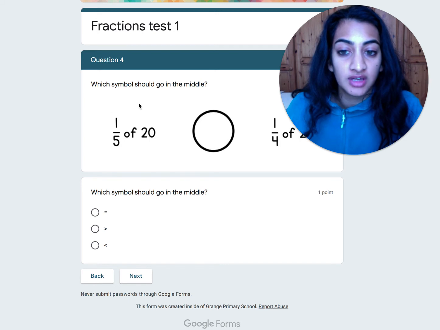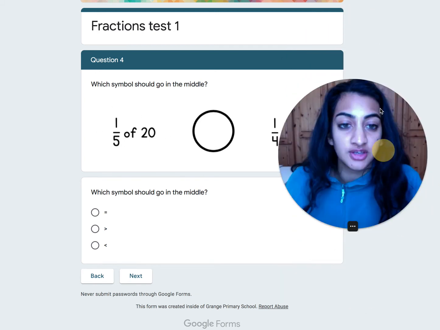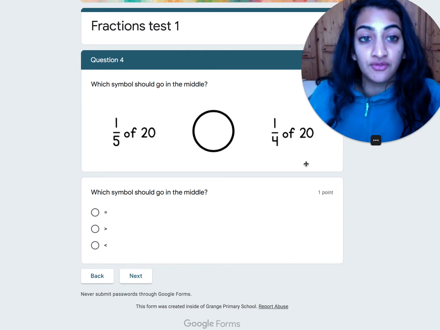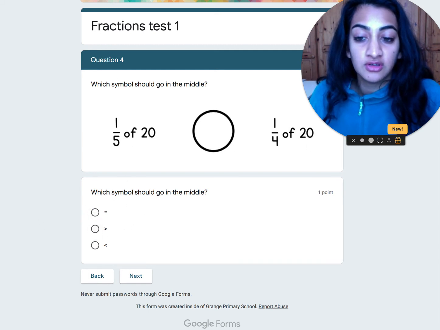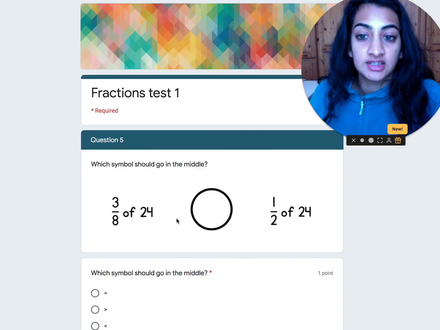And the only way we can work that out is if we work out the answers to these different fractions of amounts. So have a think. Do you remember how to work out the fraction of an amount? You might need to draw something in your book in order to work it out. And then you put the correct symbol, whichever one you think it is, which side's greater or equal to, you click it and you click next.